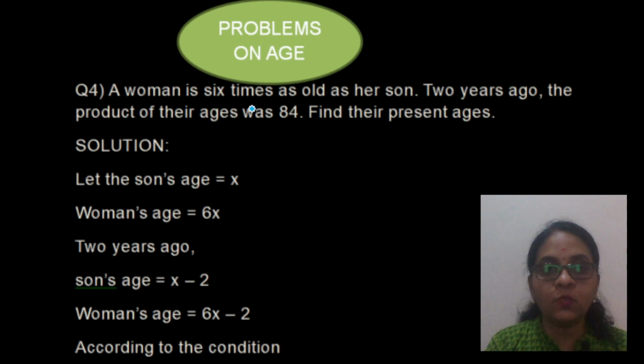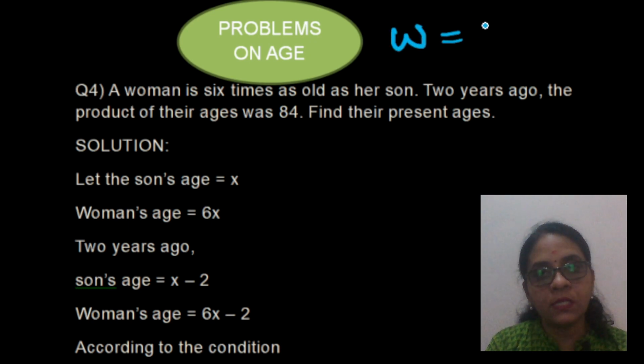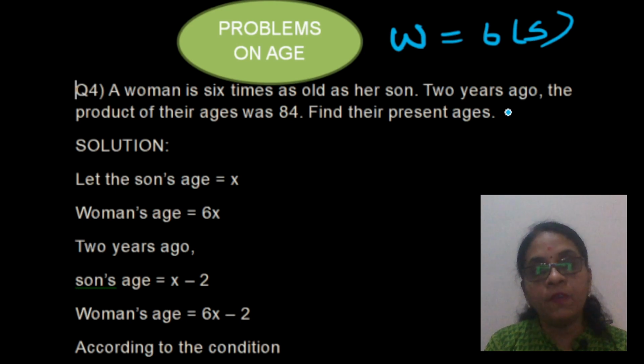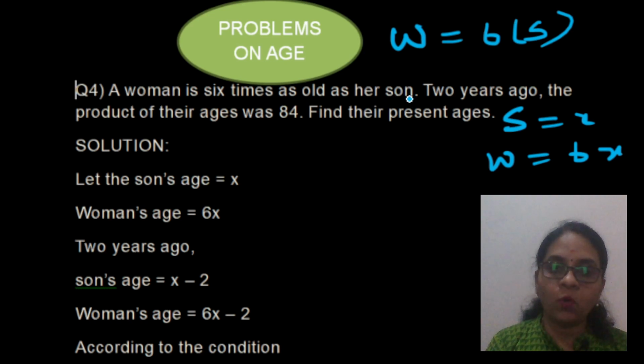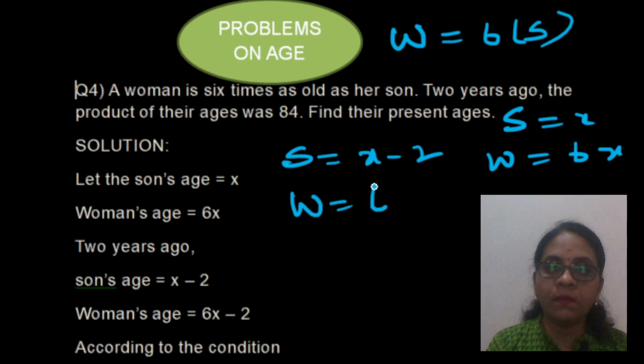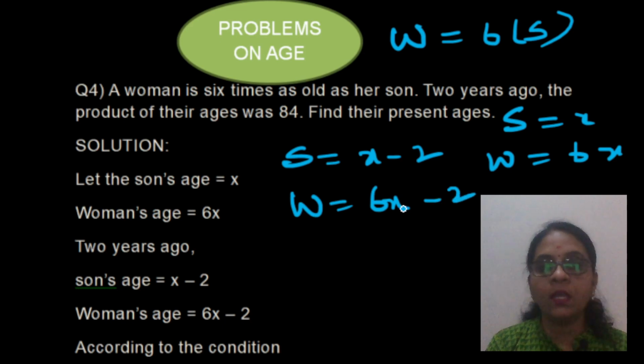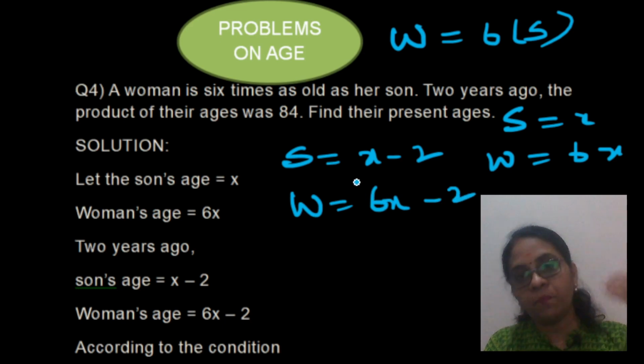So the first condition is the woman is 6 times as old as her son. So the woman is 6 times means 6 into her son's age. If we assume the son's age as x, the woman's age becomes 6x. Very obvious, right? 2 years ago, what will be her son's age? The son will be 2 years less than his age, so x minus 2. The woman also will have the same effect of time, so she will also decrease by 2 years because it was 2 years back.